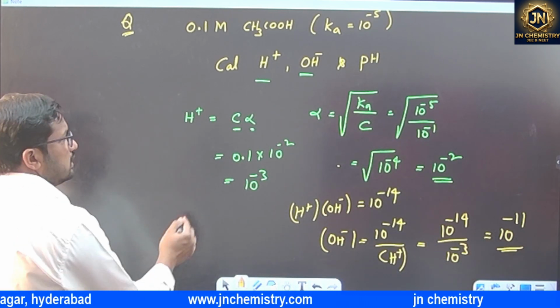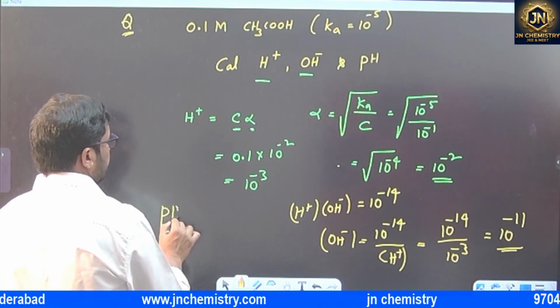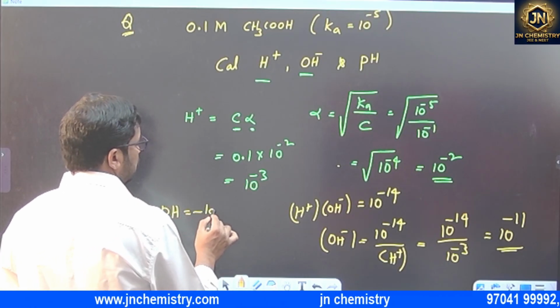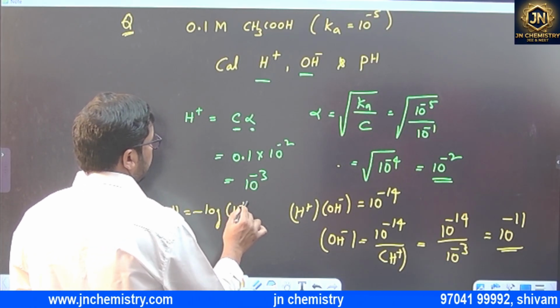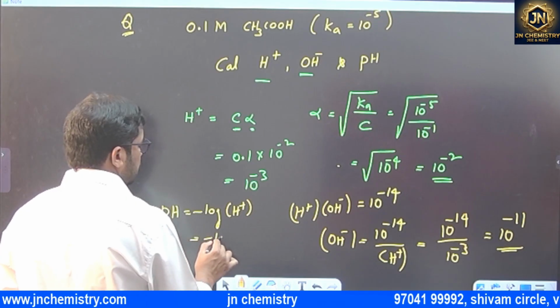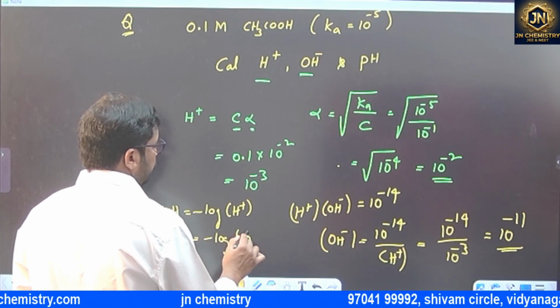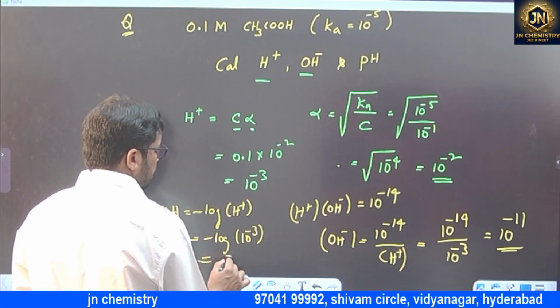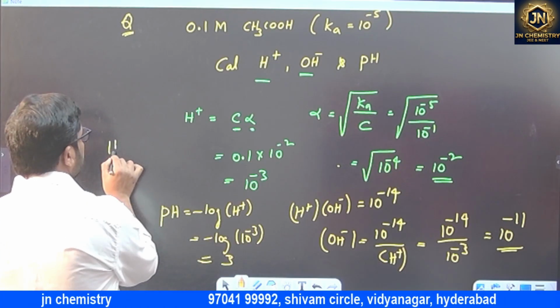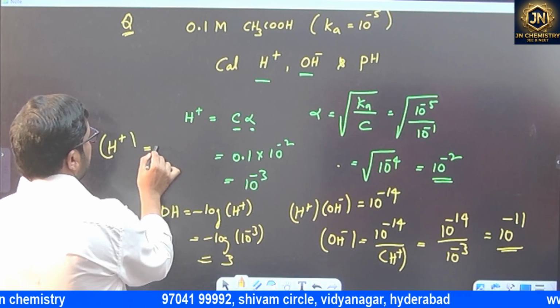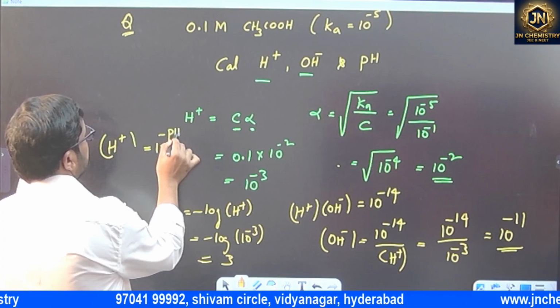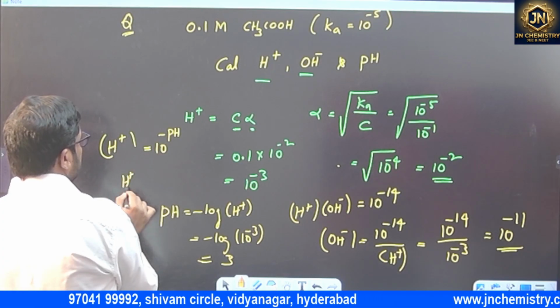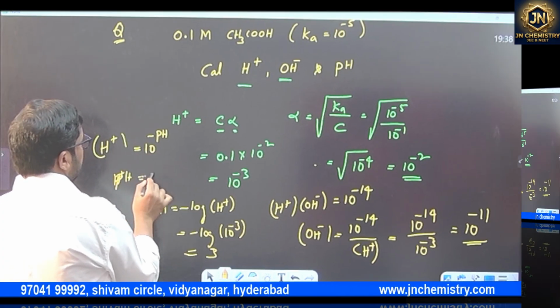So here is the pH now. pH is directly minus log H plus ion concentration, minus log 10 to the power of -3, which is directly 3. Otherwise, I already told you H plus ion concentration is equal to 10 to the power of -pH, so pH is equal to 3.